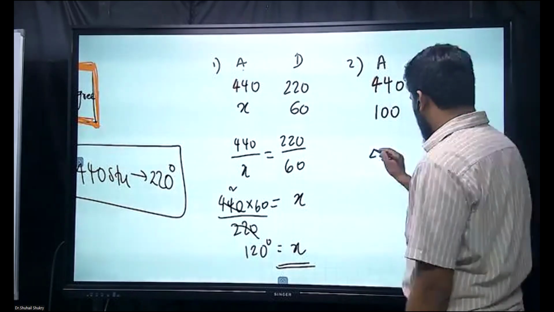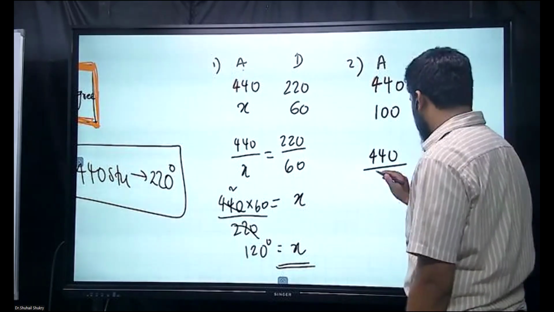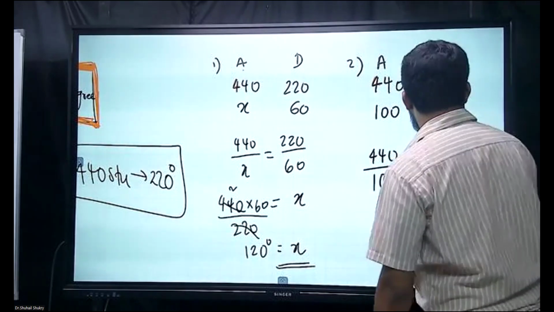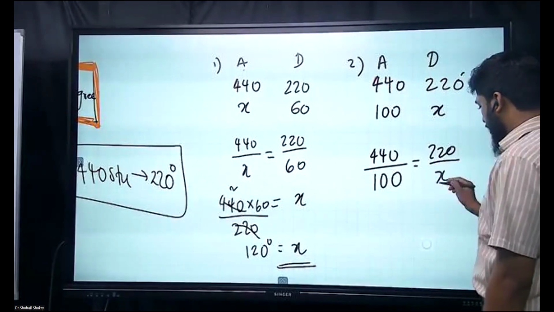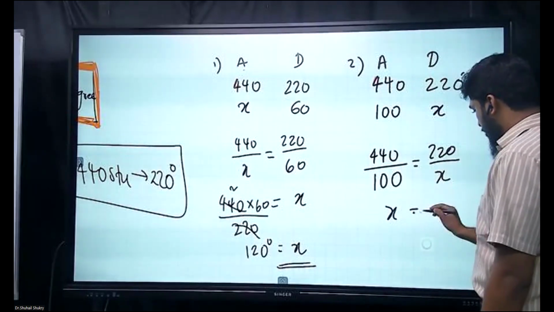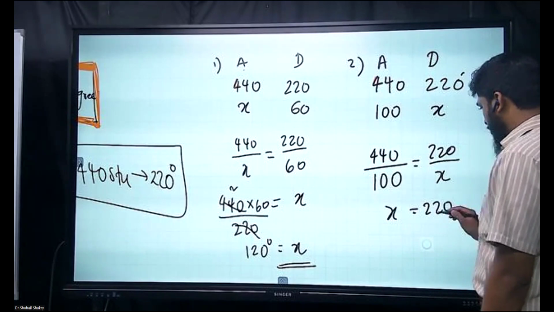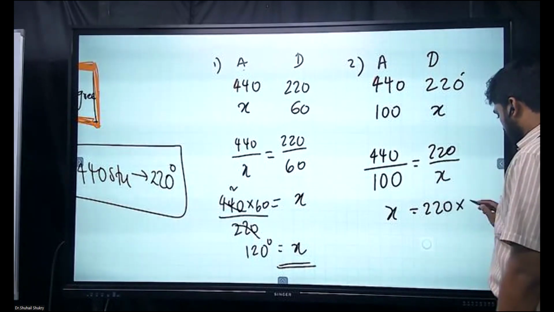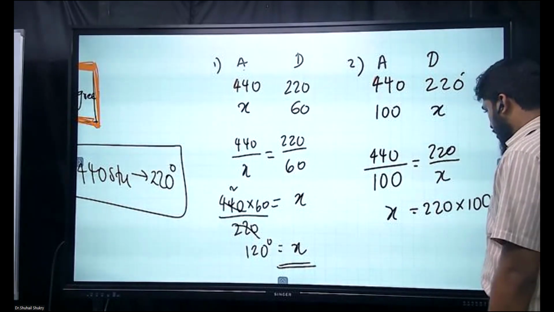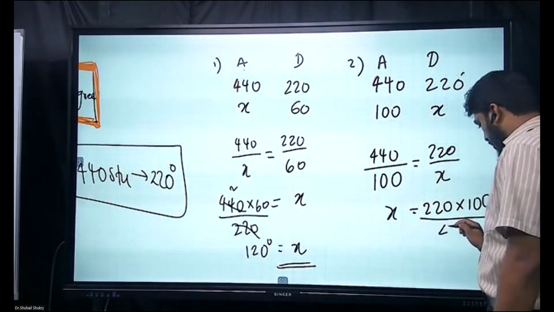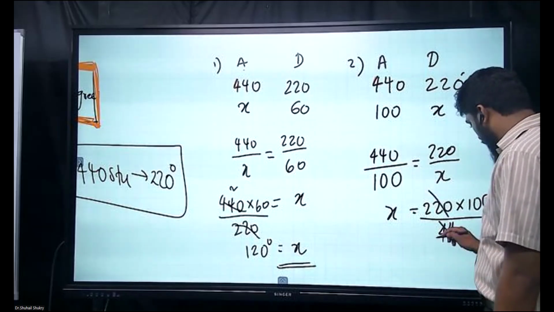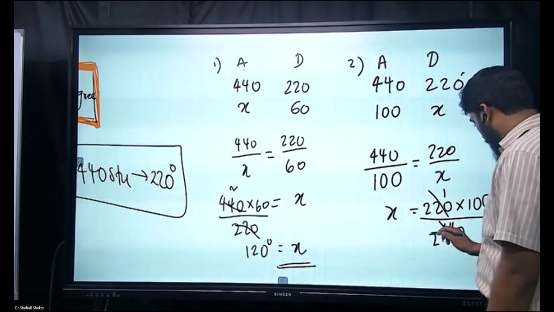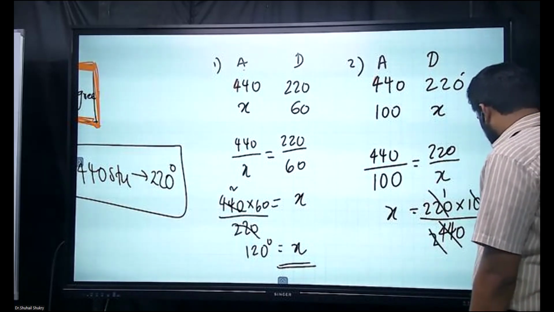What can we do? 440 up, 100 down equals 220 up, X down. Send the X to this side. 220 is already here. And send the 100 to this side. Division 100 goes as multiplication 100. Multiplication 440 comes to this side as division 440. 220 and 440 simplify. Here you get 1, here you get 2. 2 and 100 you simplify, you get 50.